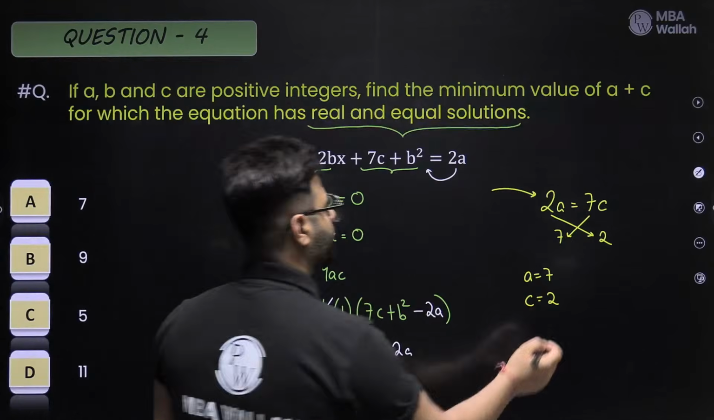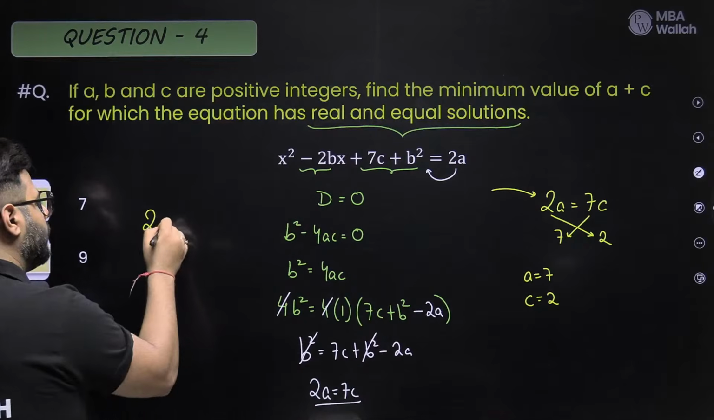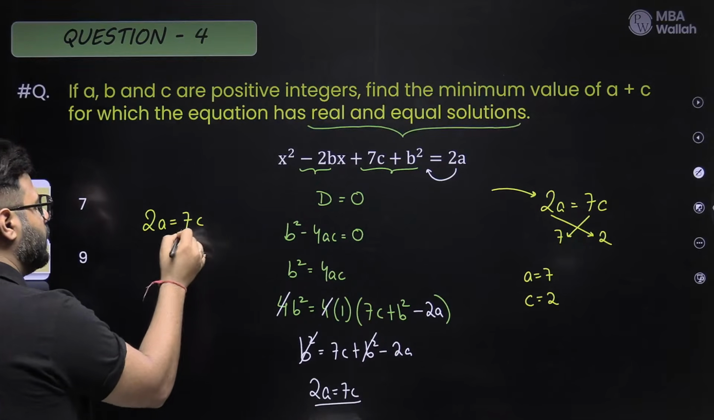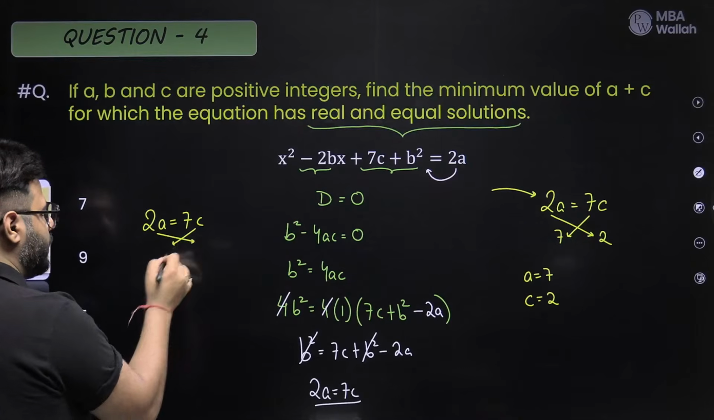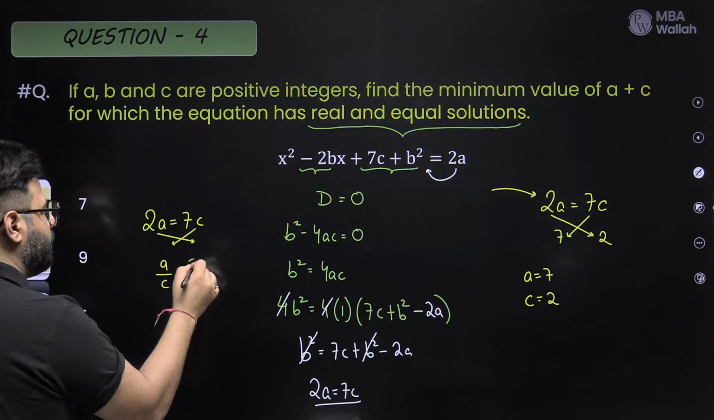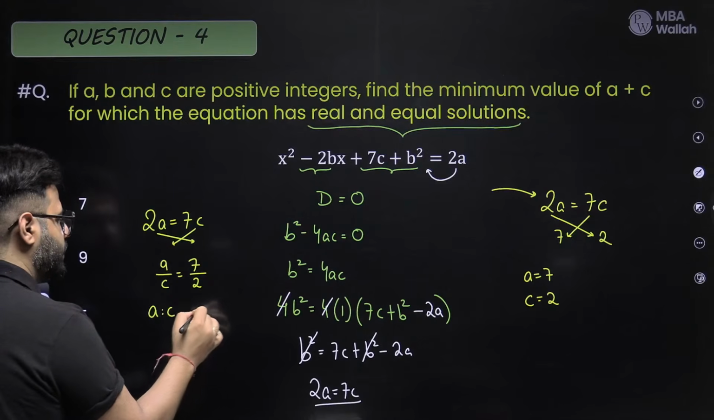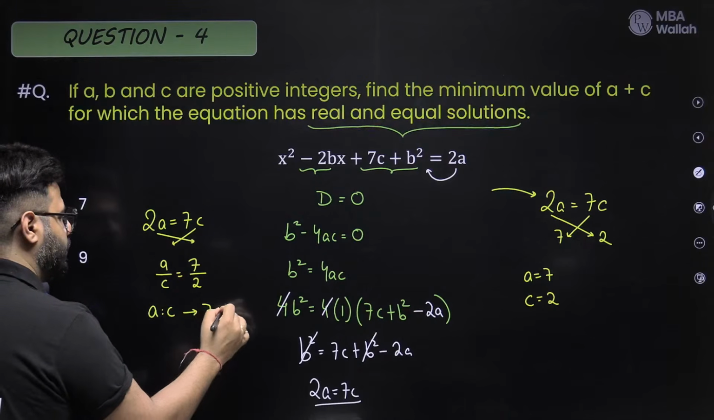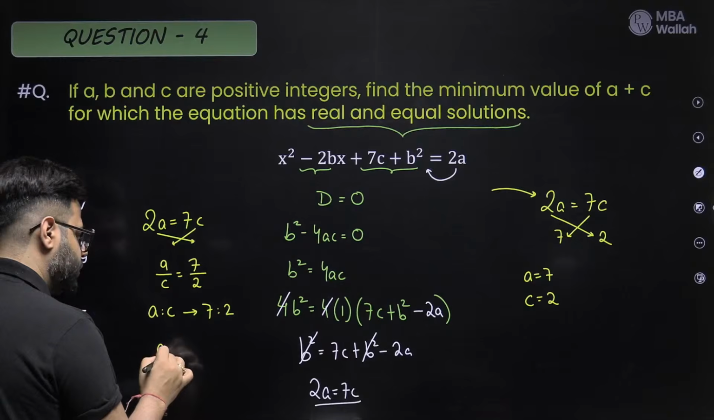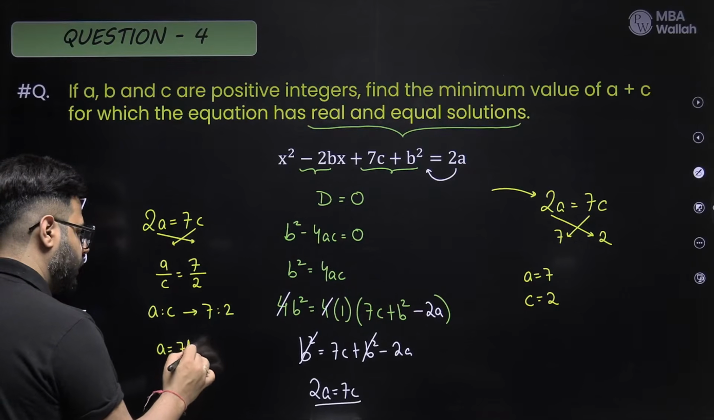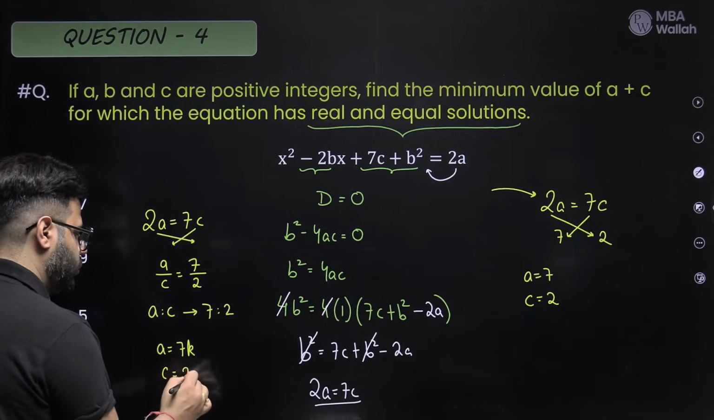The idea is very simple. Have a look. You were here, 2A equals 7C. So if C comes here, 2 goes there. I'll have A by C equals 7 by 2. That means A is to C is 7 is to 2, right? Ratio. So in that case, I can assume A is 7K and C is 2K.